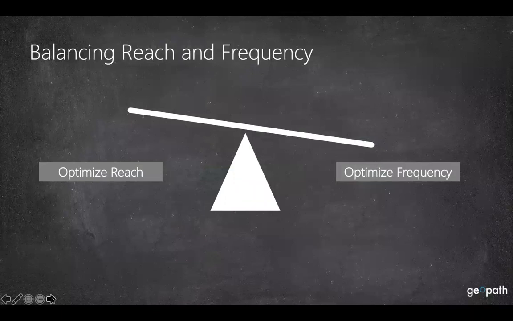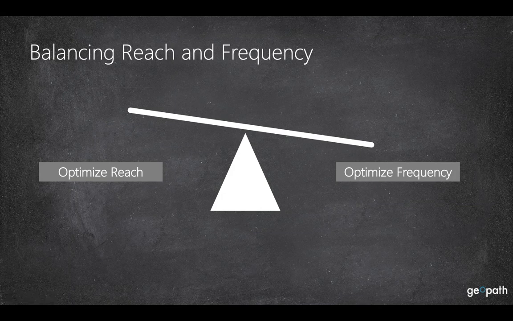So reach and frequency themselves, as you can see here, are a bit of a balancing act for your campaign. In an ideal world, both reach and frequency would be optimized for a campaign. But realistically speaking, that's usually not feasible on a budgetary level. So there are certain instances where you might want to favor reach over frequency or vice versa.